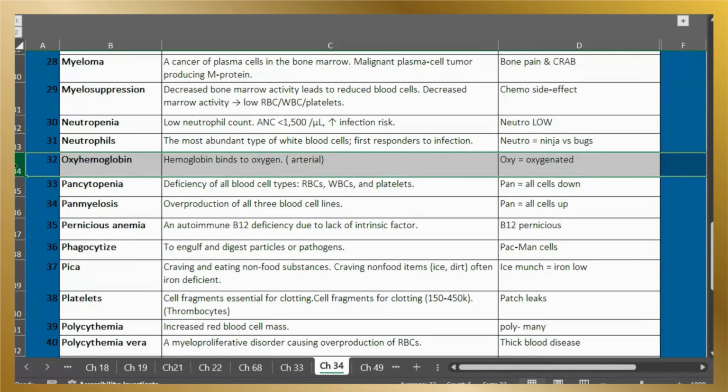Oxyhemoglobin. Hemoglobin binds to oxygen, arterial. So oxy means oxygen, so it's oxygenated. So we know it carries oxygen from the lungs to the body and gives blood its red color. The oxyhemoglobin is actually measured in pulse oximetry, the pulse oxygen saturation we call it. So hemoglobin bound to oxygen.